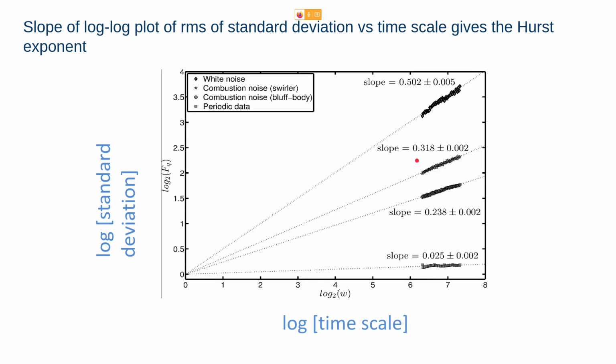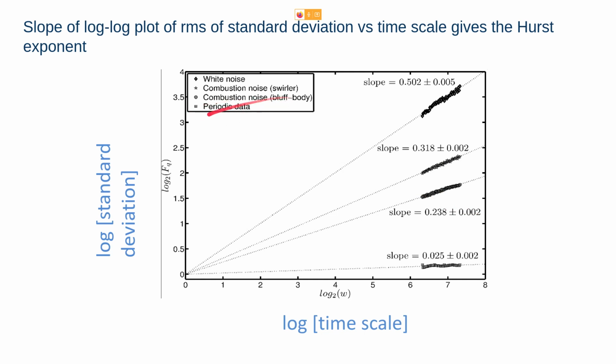showing that it has anti-persistent behavior over there. And as you go to the bluff body also, you are seeing that the combustion noise values remain nearly at 0.238.